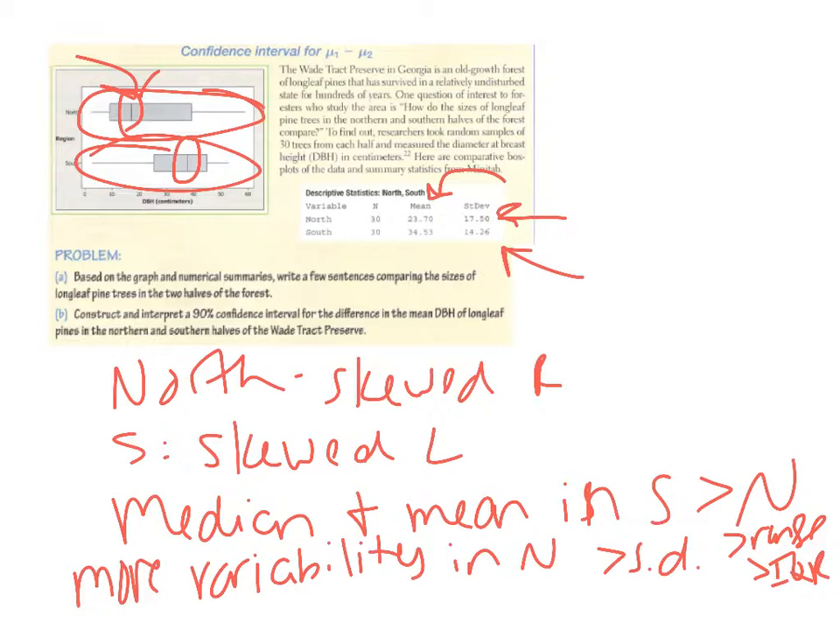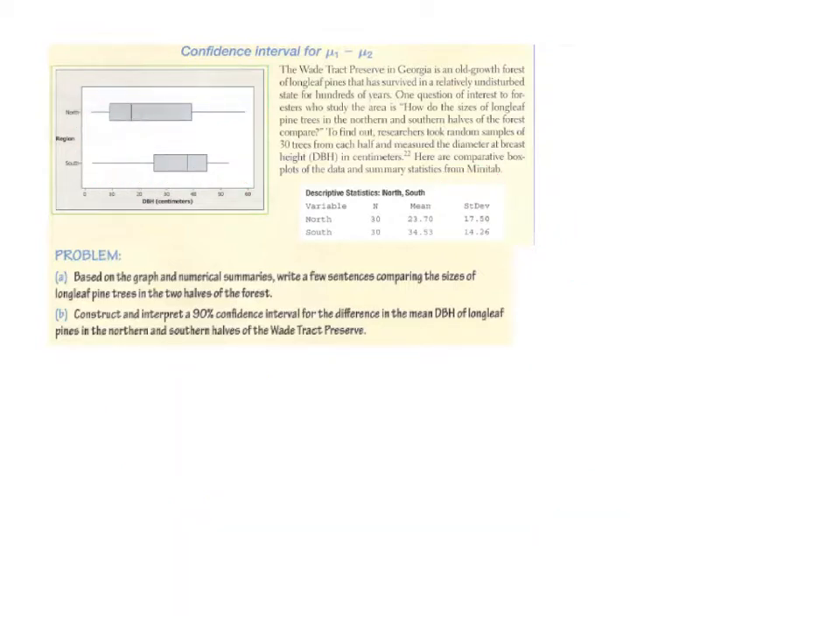And now let's go look at part B. It's asking us to construct and interpret a 90% confidence interval for the difference in the diameter at breast height. That's what DBH stands for, diameter at breast height, of longleaf pines in our northern and southern parts of the preserve. So let's go ahead and construct and interpret that interval. Because we're constructing and interpreting an interval, we're going to have to do our 4 steps.